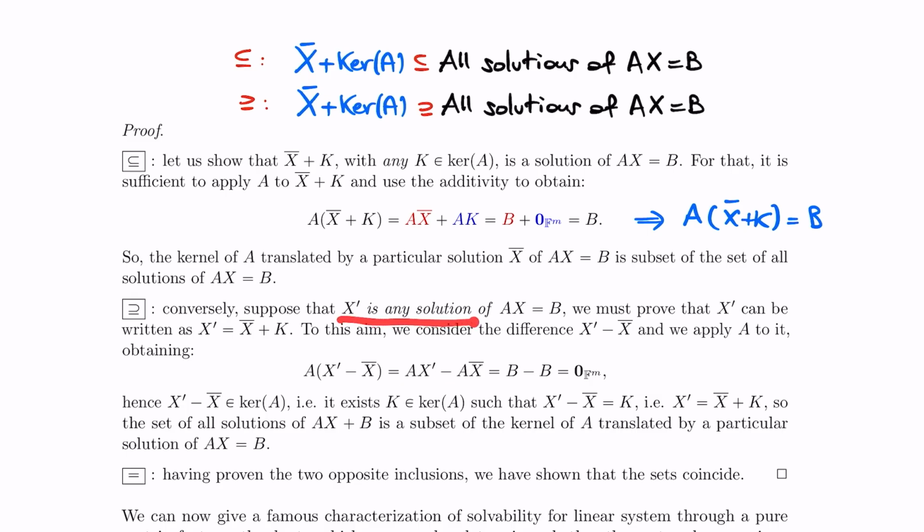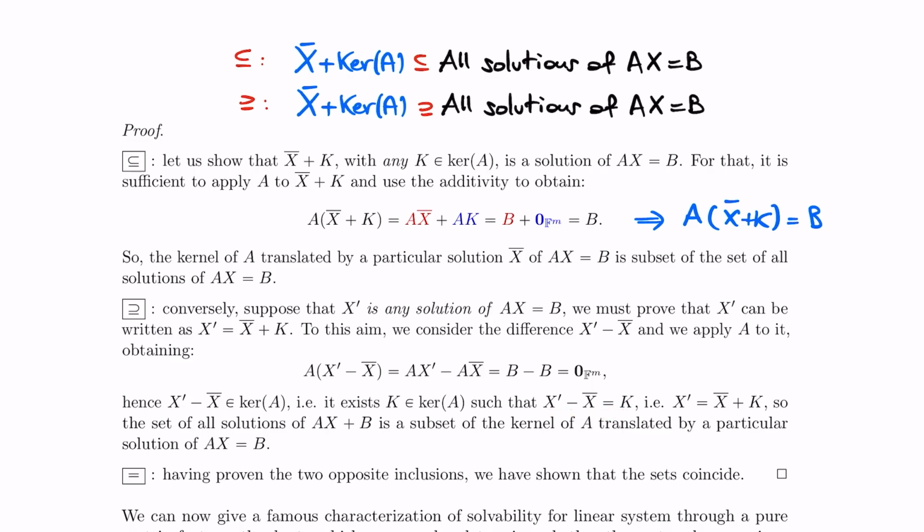but x prime is a solution of Ax equals b, so A x prime is b, and x bar is again a solution of Ax equals b, so A x bar is b. b minus b is 0. This means that this vector is nullified by the action of A. So, x prime minus x bar belongs to the kernel of A. Hence, there exists k belonging to the kernel of A such that x prime minus x bar is equal to k.